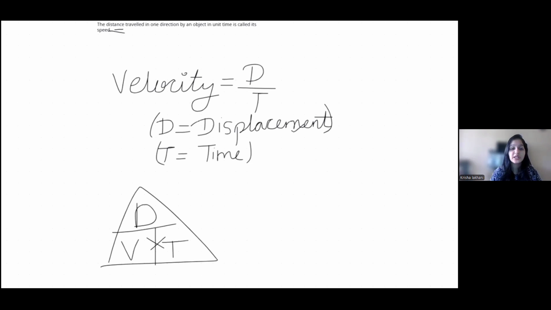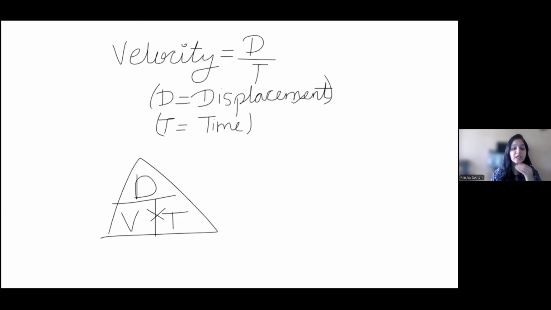Using the same formula, we will make the triangular method here as well, that is displacement upon v upon t. So here if you want to find velocity, the formula will be what? The displacement upon time. If you want to find t, then it will be displacement upon v. And if you want to find displacement, then the formula will be v into t. I hope this is very clear to you all and you are understanding it very thoroughly.